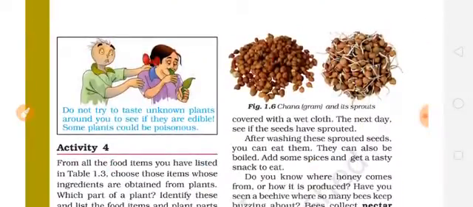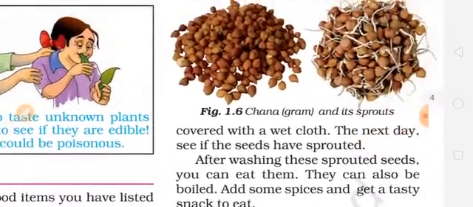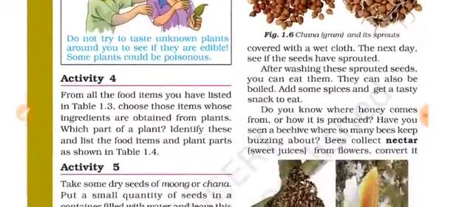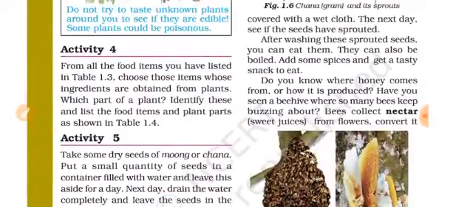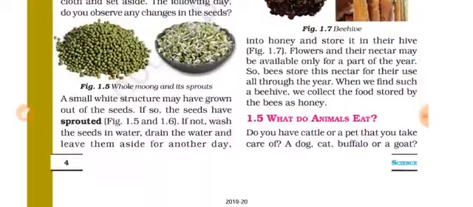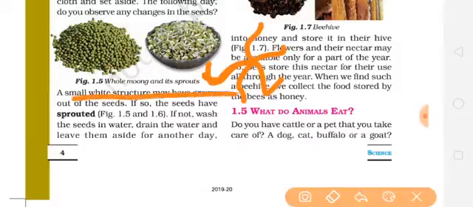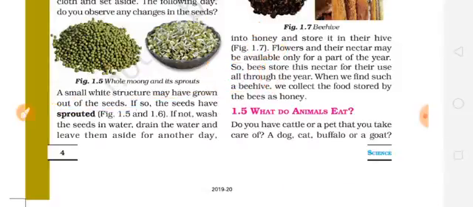Next you can go through the box which is given in page number 4. There, do not try to touch unknown plants around you to see if they are edible. Some plants could be poisonous. So what I am telling is, you should not try to cook any unknown plants because sometimes it may be poisonous, and it may kill us. So you should be very careful while choosing the plants for cooking.